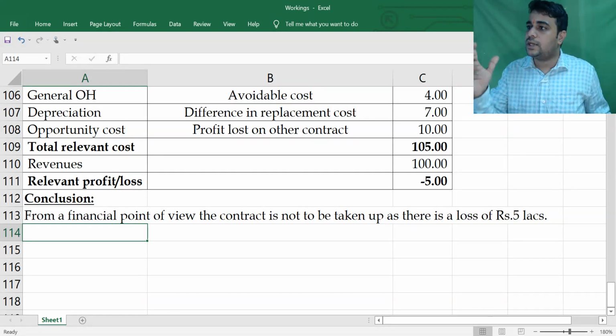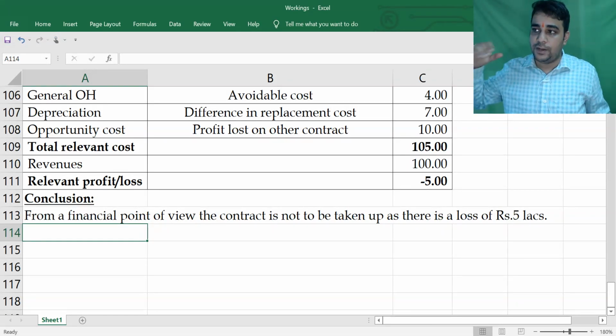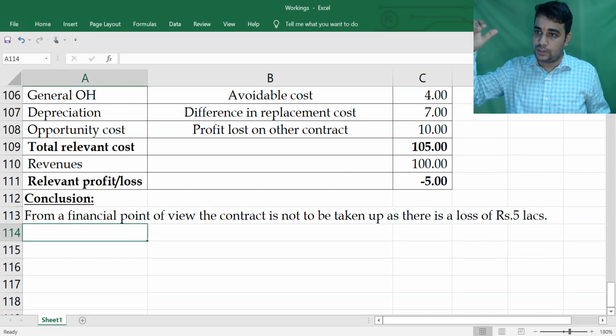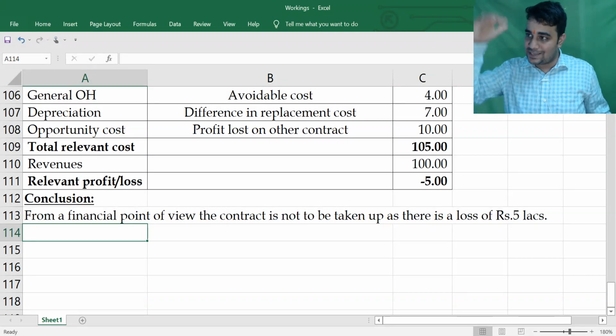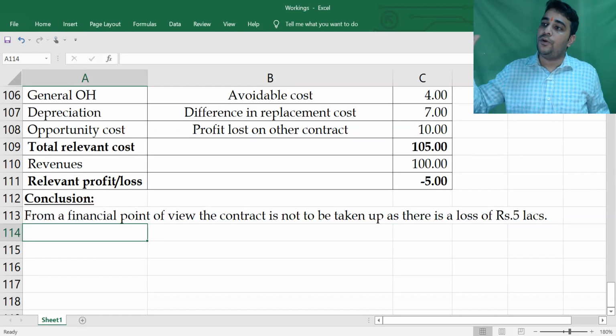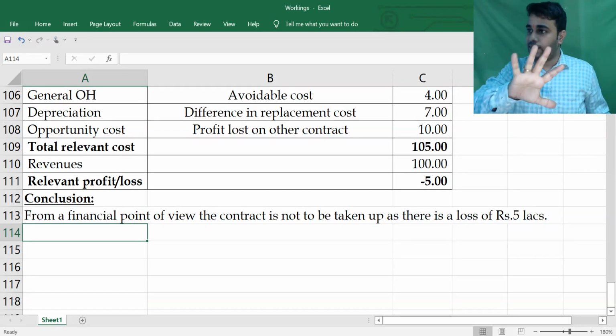You will have to think logically what other points can come. There are set non-financial factors for every different decision. Like outsourcing, you will analyze something called outsourcing. There are set non-financial factors. Special orders, there are set non-financial factors. Shutdown decision, there are set non-financial factors. So that is something you will learn.